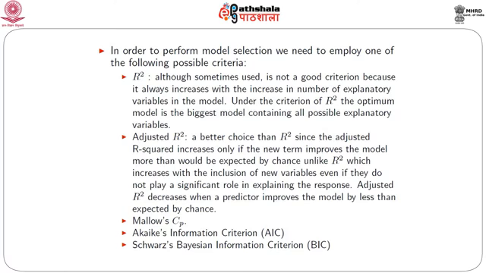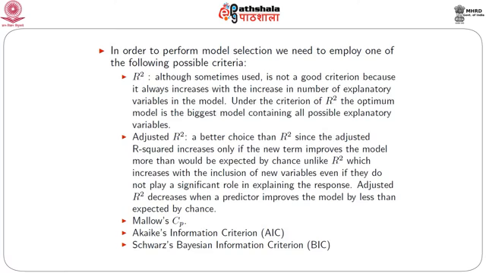So, a betterment of the R-square criterion is using the adjusted R-square. It is a better choice than R-square because the adjusted R-square increases only if the new term involved improves the model more than would be expected by chance, unlike R-square, which increases with the inclusion of new variables even if they do not play a significant role.